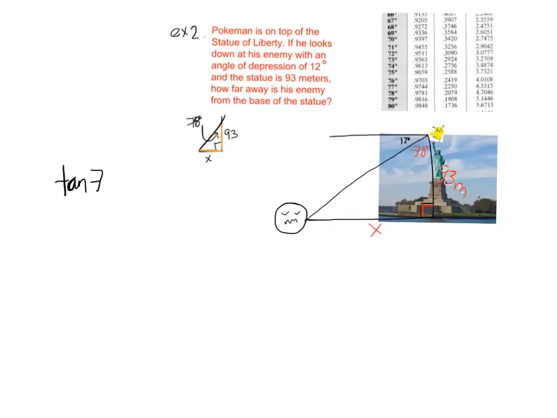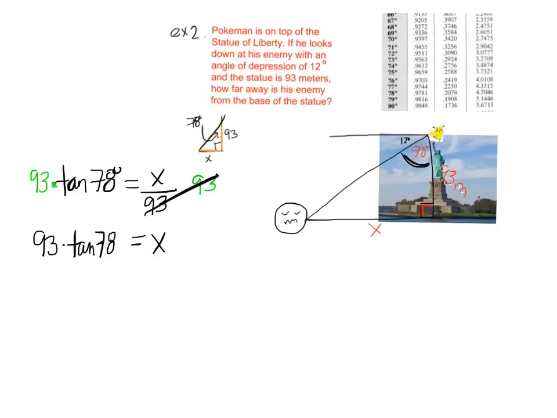So the tangent of 78 degrees, not 12 degrees, because again we're looking at this angle, is the opposite side over the adjacent. Now our goal is to solve for x. They're dividing by 93, so I'm going to multiply by 93 on both sides. It's a multiplication there. And x equals 93 meters times the tangent of 78.